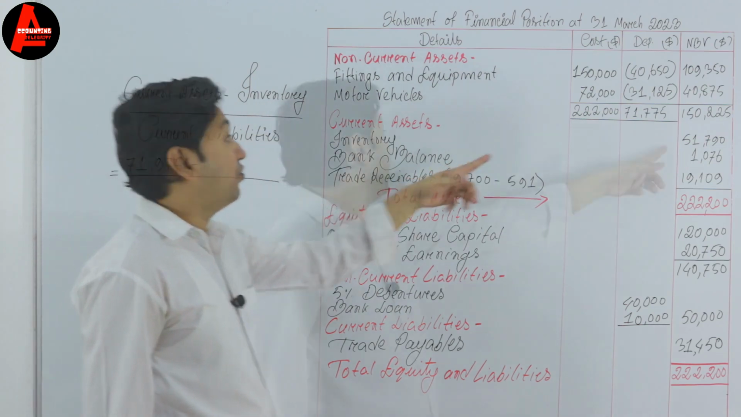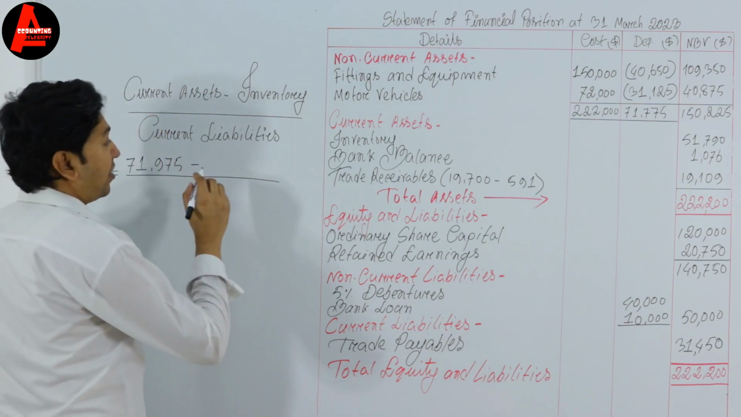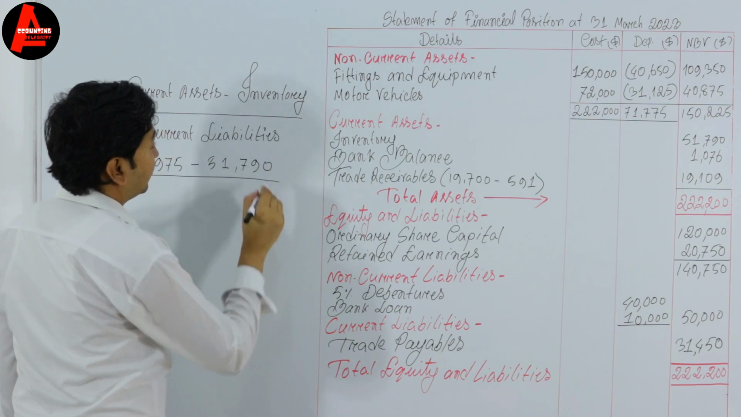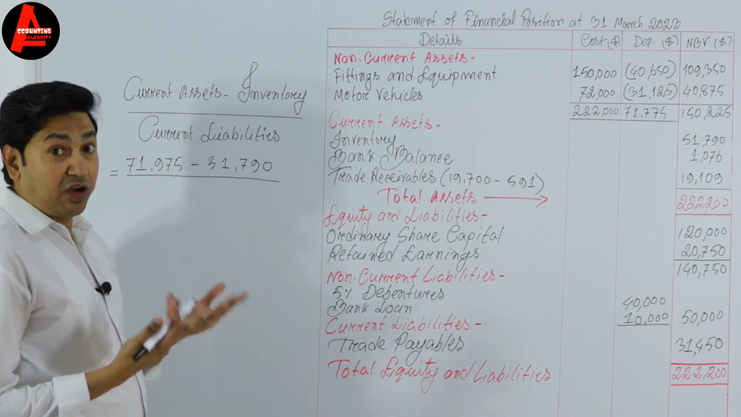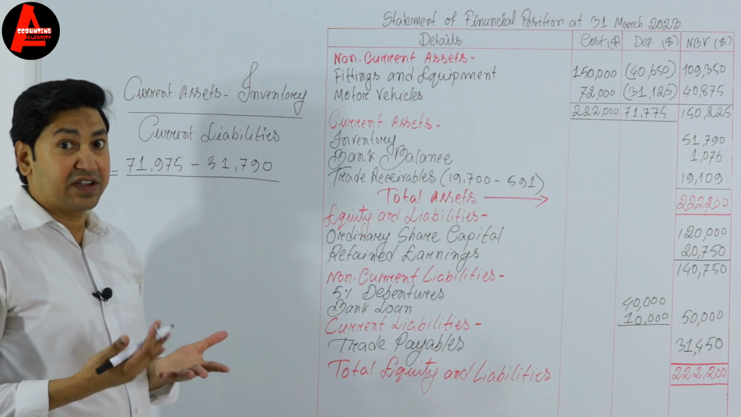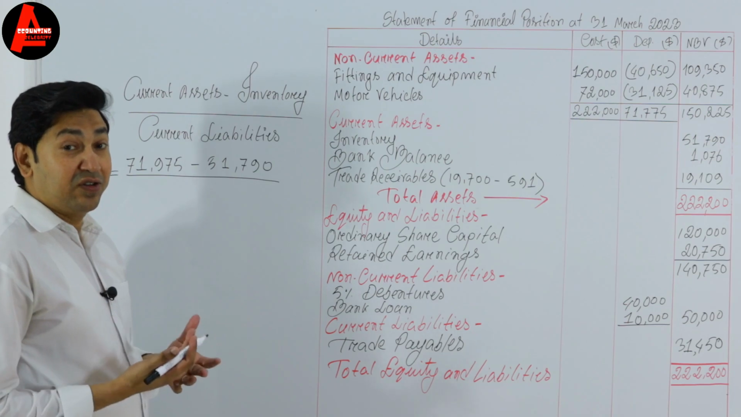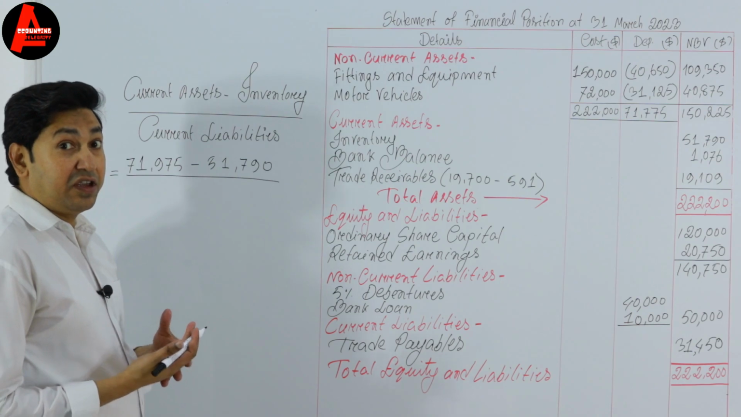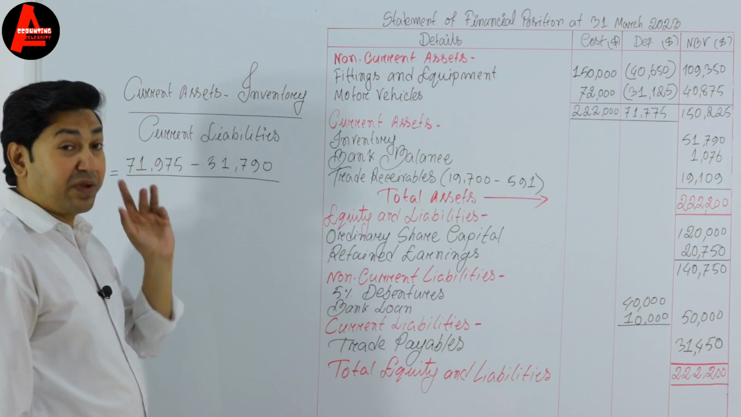So now here inventory is $51,790. We will subtract this amount, $51,790. Many of you do not include inventory here. Without inventory, you just write the current asset. Your answer will obviously be correct, but current assets include inventory as well. So it is always recommended you write the formula this way: current asset minus inventory divided by current liability.